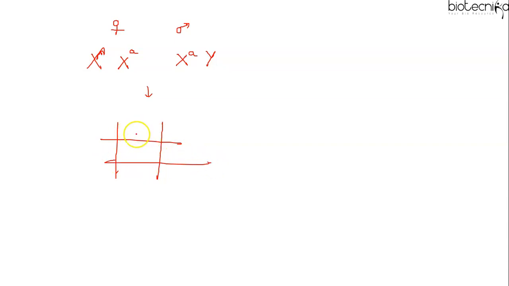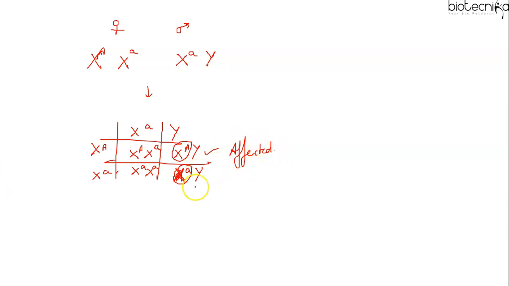So we'll write down the genotype of the gametes formed by the male and female. Here you can see that the son will receive the Y chromosome from the father and one X chromosome from the mother. It can be the X chromosome with the affected allele or with the normal allele. That means there's a 50% chance that a son will inherit the affected allele and be affected, and a 50% chance that it will inherit this genotype and be unaffected.